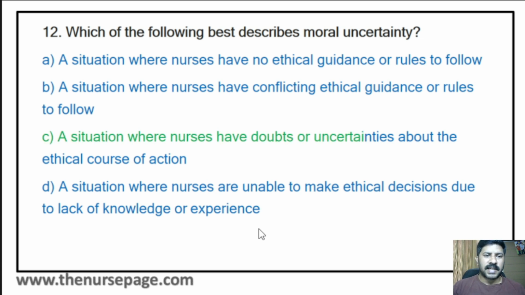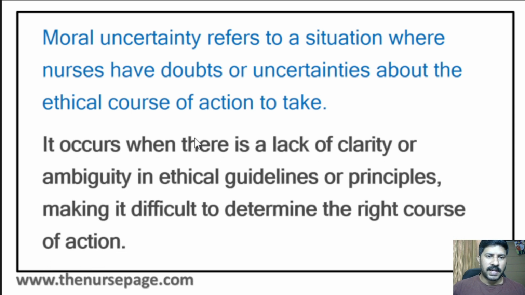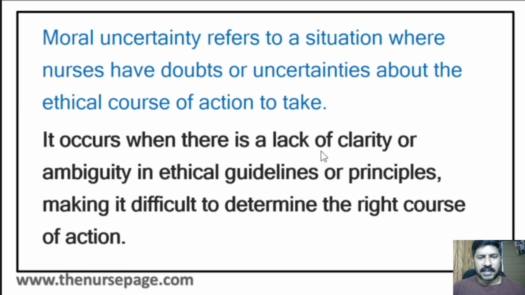Moral uncertainty means a situation where nurses have doubts or uncertainty about the ethical course of action to take. It occurs when there is a lack of clarity or ambiguity in ethical guidelines or principles, making it difficult to determine the right course of action. There will be similar ethical principles, and which one the nurse has to apply in that particular case, then there will be uncertainty. So that case represents moral uncertainty.